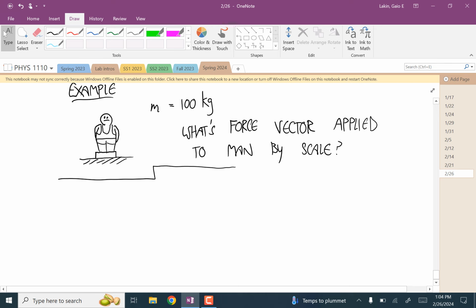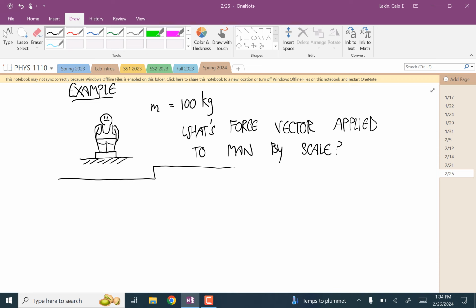Okay, well, let's think about if the man isn't holding on to anything and there's no acceleration, the man's just standing there still. How many forces are applied to the man? What are the forces applied to the man? There's always the force of gravity. There's always the weight force. And then in this case, there's one other force acting on the man. What's that? Yeah, the force applied by the scale.